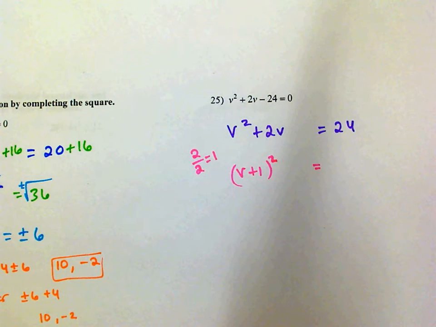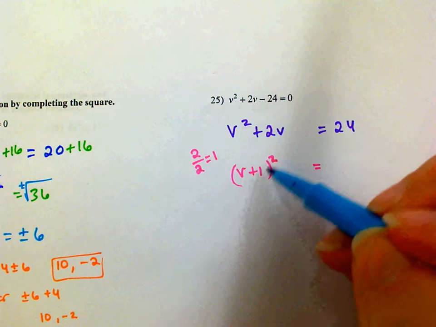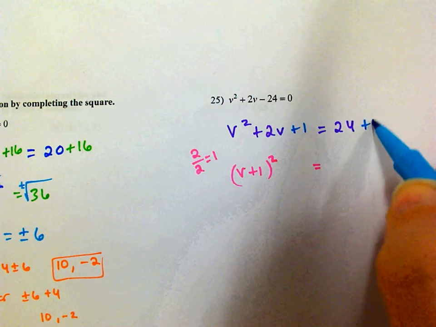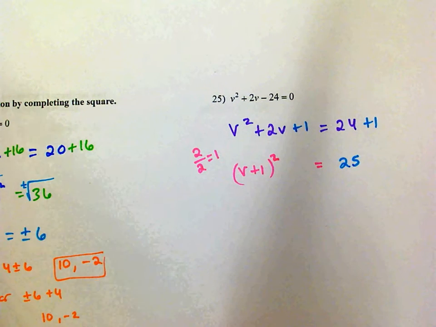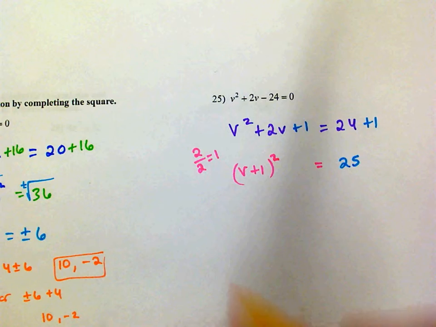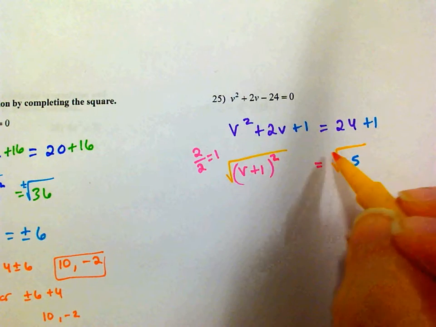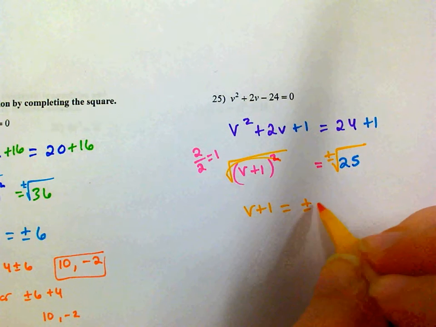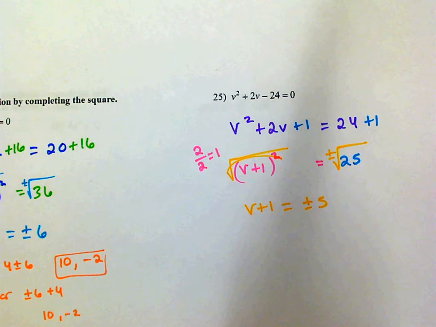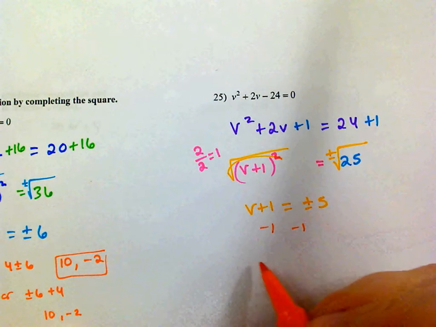So now I want to get rid of the square, so I square root both sides. Plus and minus. V plus 1 equals plus and minus 5. I'm going to subtract the 1 to get V by itself. So V equals a negative 1 plus and minus 5. Negative 1 plus 5 is 4. Negative 1 minus 5 is negative 6. And there we go.